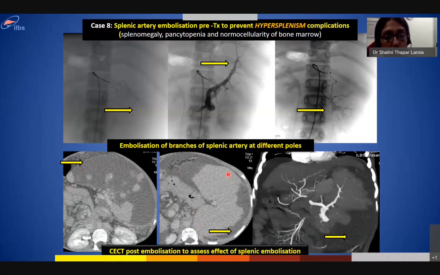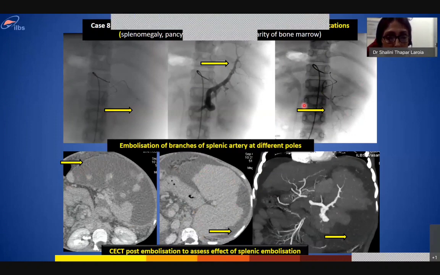So we had a huge spleen on our hands. This was a pre-transplant patient. The patient had to be taken up for a liver transplant, but he had hypersplenism. So no, not all large spleens are hypersplenic. Some large spleens can be hypersplenic. When do we see that? When we see splenomegaly along with pancytopenia and there is bone marrow dysfunction because of the enlarged spleen size.